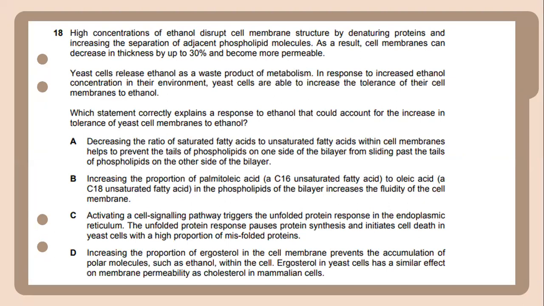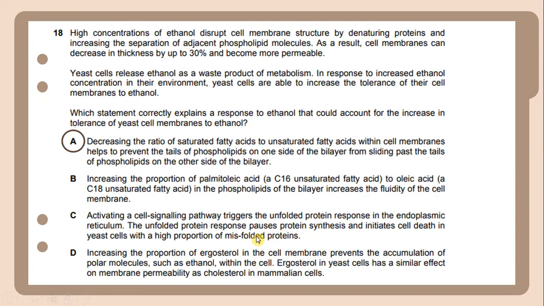And number 18, a high concentration of ethanol disrupts cell membrane structure by denaturing proteins and increasing the separation of adjacent phospholipid molecules. As a result, the cell membrane can decrease in thickness by up to 30% and become more permeable. Yeast cells release ethanol as a waste product of metabolism in response to increased internal concentration in their environment. Yeast cells are able to increase the tolerance of their cell membrane to ethanol. Which statement correctly explains the response to ethanol that could account for the increased tolerance of yeast cell membranes to ethanol?